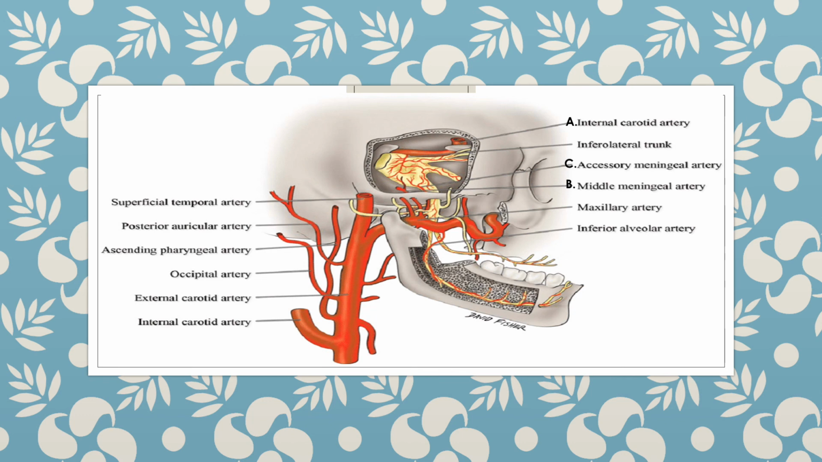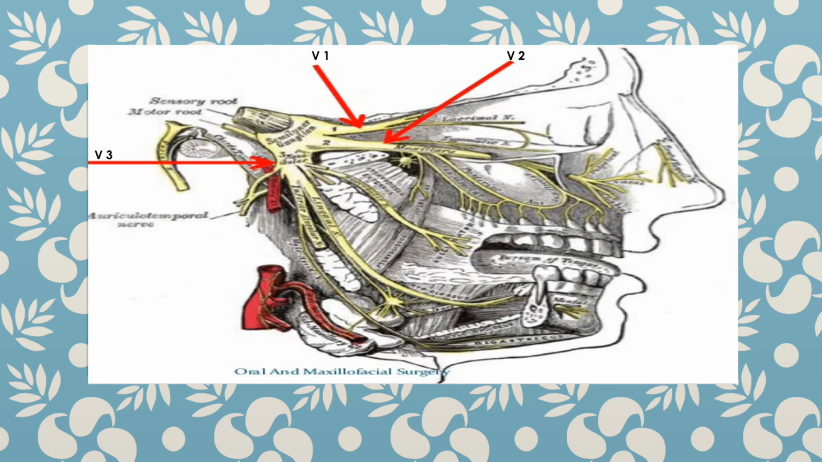Then we have the accessory meningeal artery. These two are basically branches of the maxillary artery. They both supply the trigeminal ganglion. This is the brief summary you can say of this ganglion and its roots and further branches.